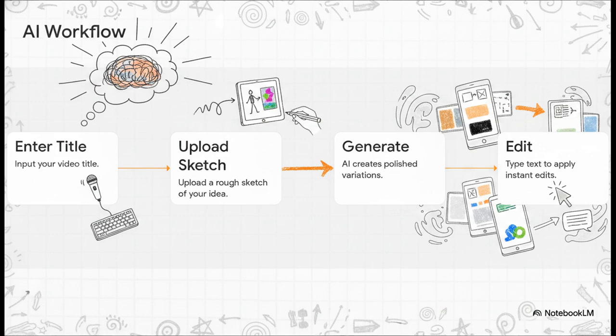It then generates multiple highly polished variations based on that sketch. From there, you literally just type in your edits, like asking it to change a logo's color from blue to green, and the AI instantly updates it. It's executing high-level psychology in a matter of seconds.